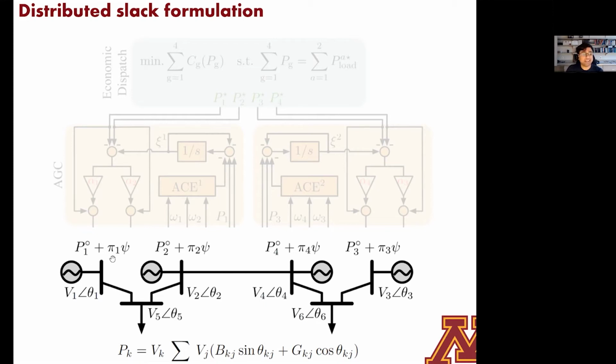So you now stick a slack variable psi and these participation factors pi, and then you use these inputs as the real power injections in your power flow equations. So I recognize this is quite complicated, but we'll build on this and we'll revisit this going forward.